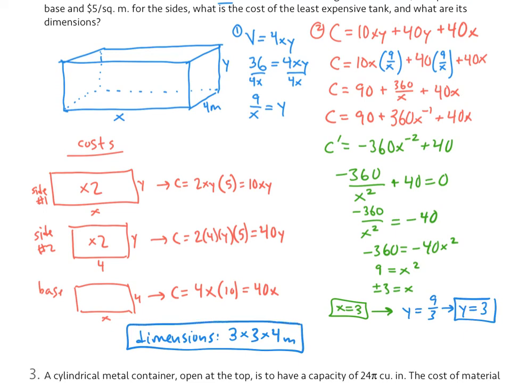And then we want to find the minimum cost. To find the minimum cost, we can actually just use the x value because our cost equation right here is in terms of x. So replace these x values with 3, or go up here and replace these x values with 3. 360 over 3 is 120. 90 plus 120 is 210. Put a 3 right there. 40 times 3 is 120. 210 plus 120 is $330. You could also use a calculator to help you find that.